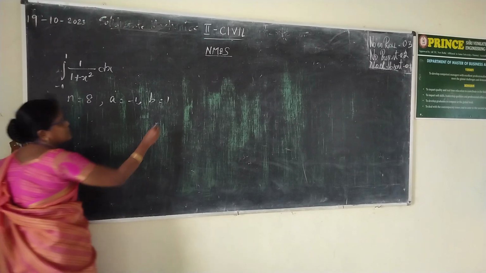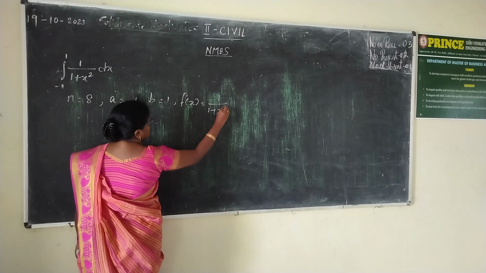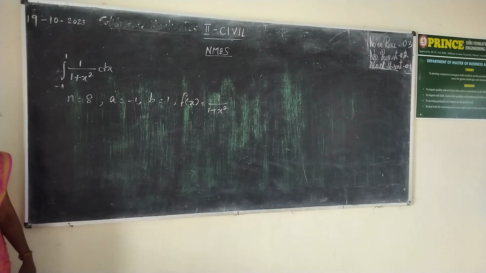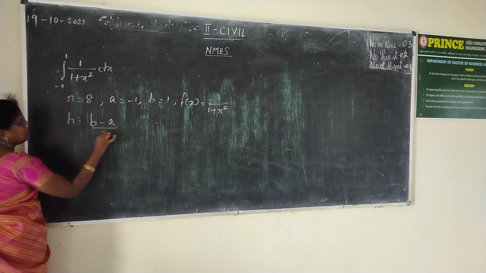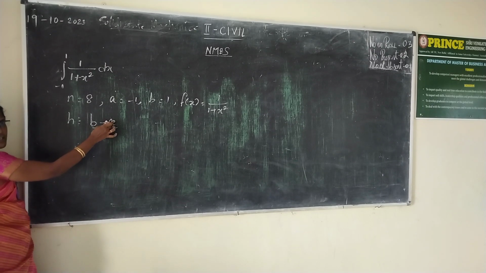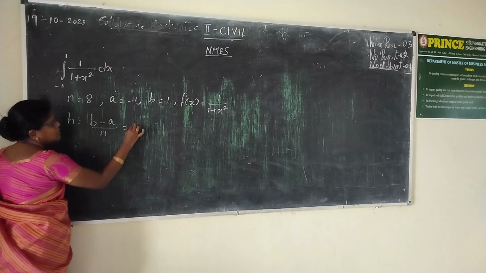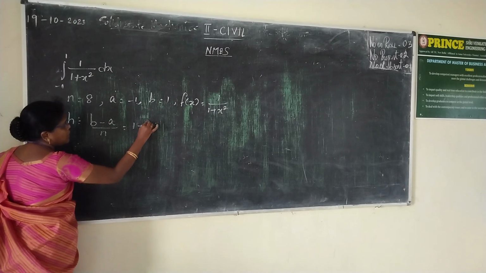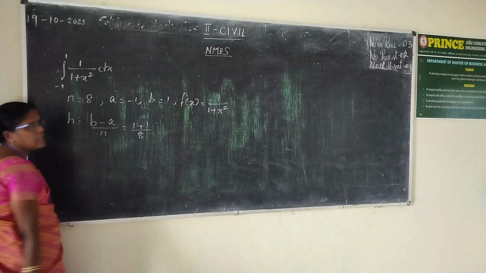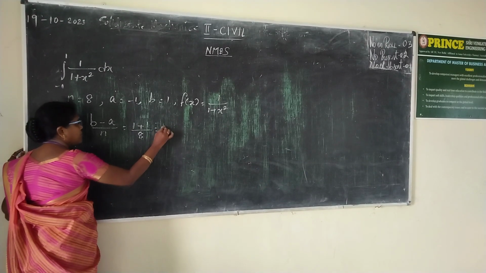So what is f of x? 1 divided by 1 plus x square. Okay, to start with the problem you need the h value. The formula to get h is b minus a by n: upper limit minus lower limit divided by the number of subintervals. So what is the upper limit? Number of subintervals is given to be 8. 2 by 8. 0.25.